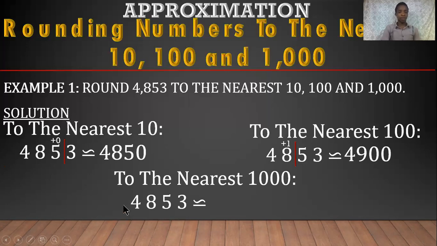So my line goes to the right of the thousand, somewhere here. All right, I'll check the number after the line, immediately after the line, which is what? 8. Round up or down? Tell me. Oh, thank you. You're following.